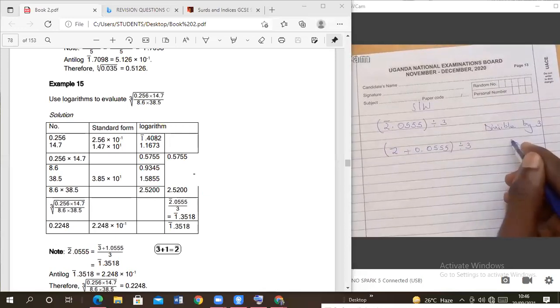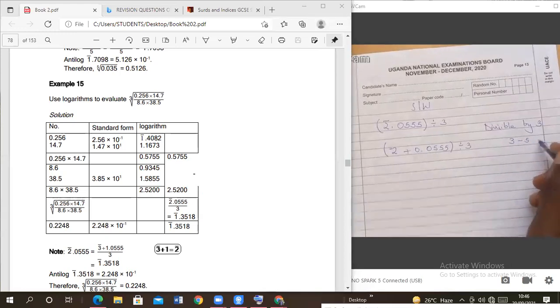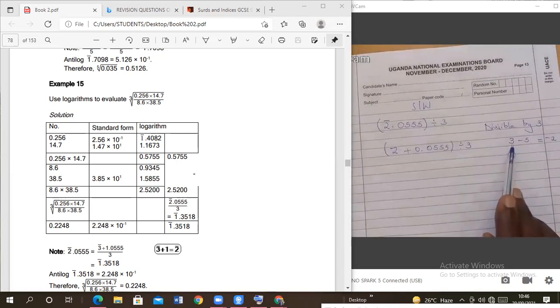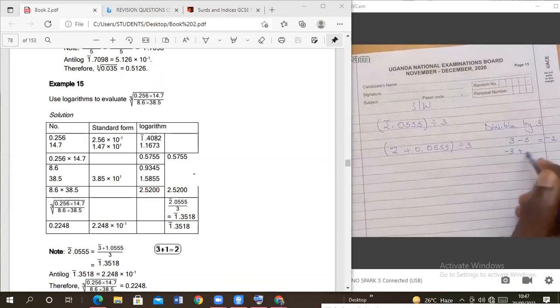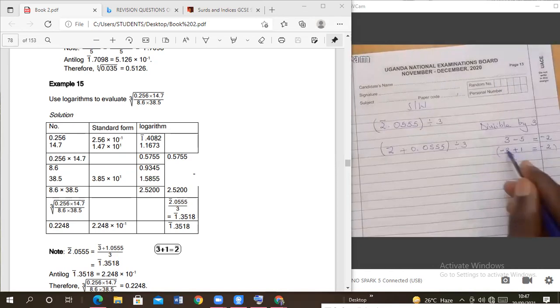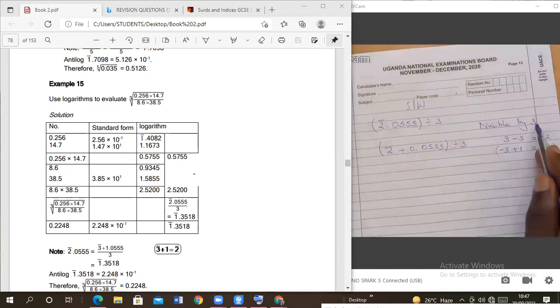+4. What about 3 minus 5? 3 minus 5 gives us -2. So we know that 3 is divisible by 3. Or we can also have -3 plus 1. This one also gives us negative 2. So we are going to take this one. Why? Because this one has become very easy to work with, because now we have 5, and 5 is not divisible by that.